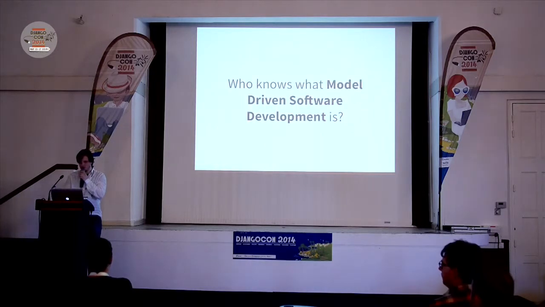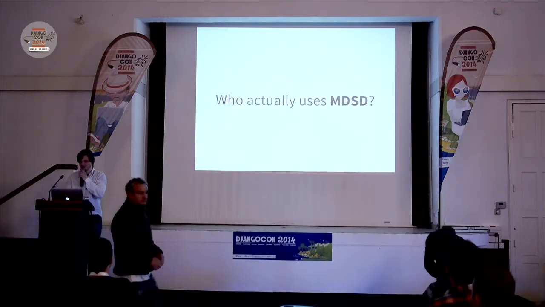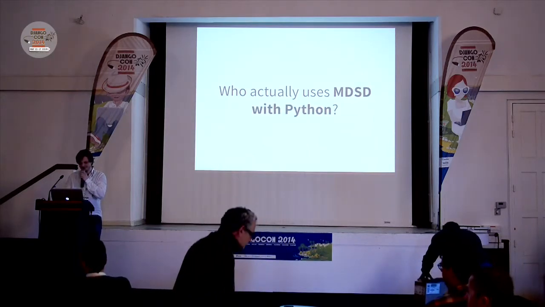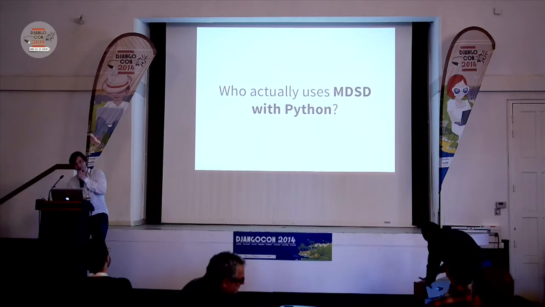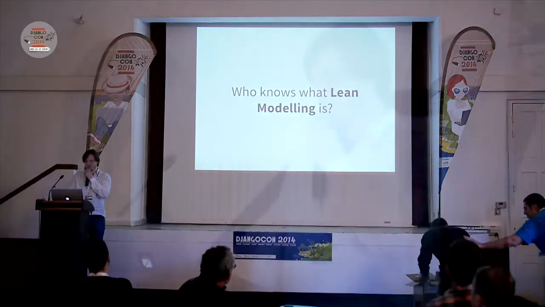And who knows what model-driven software development is? Oh, 3 arms. Who actually uses model software development? 1 arm. So who actually uses model-driven software development with Python? So 1 already. And who knows what lean modeling is? Again, 1 arm, 2 arms. And who actually uses lean modeling? Just 1 arm.